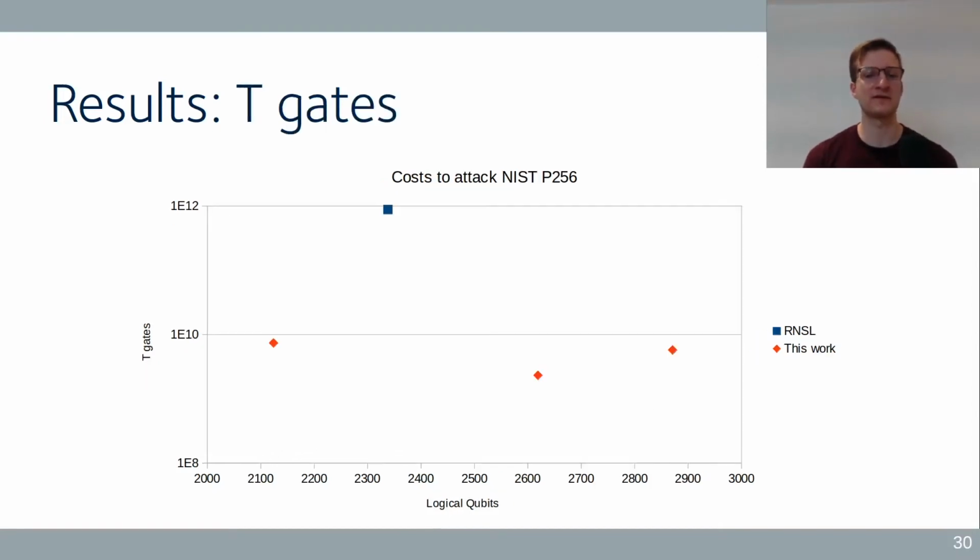This second graph is also logical qubits on the x-axis, but now it's t-gates on the y-axis. And again, you can see we've improved generally, and we still have some trade-offs, although it's a little less clear because the highest number of logical qubits has a bit more t-gates because it's optimizing for depth.